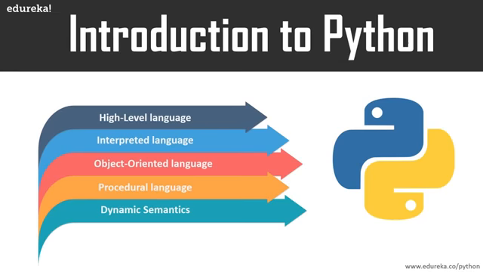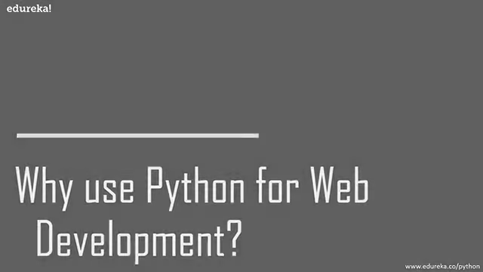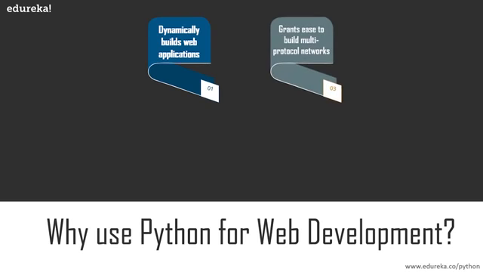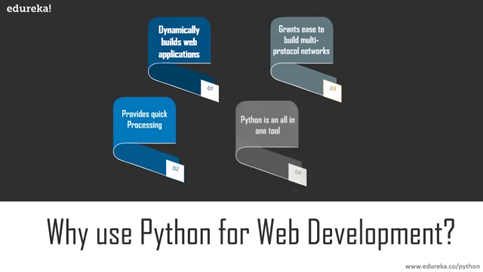Now that we've covered the basics of Python, let's move on and see why Python is used for web development. Guys, Python allows you to build web applications dynamically. It's a very stable language. It also grants you ease to build multi-protocol network applications. The fact of Python being flexible, easy to use, and its quick processing are just a few reasons to mention for its worth in web development.